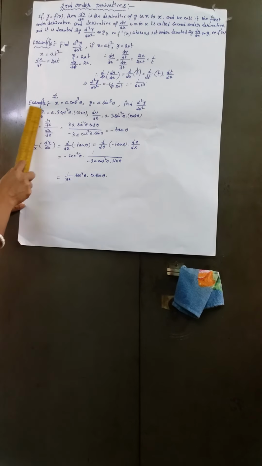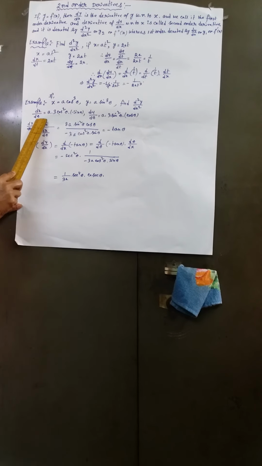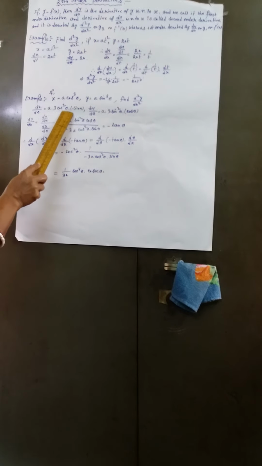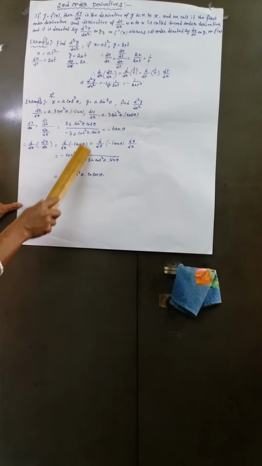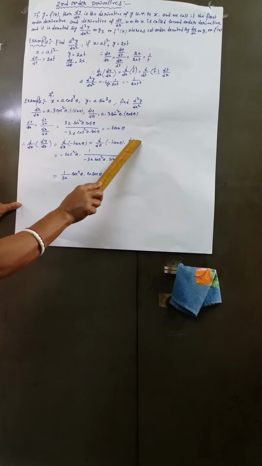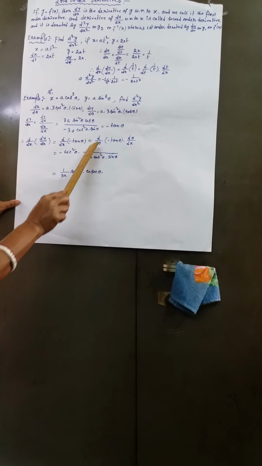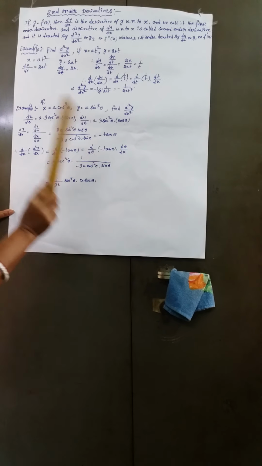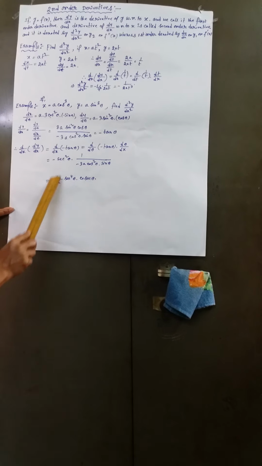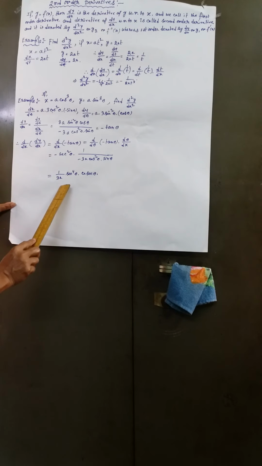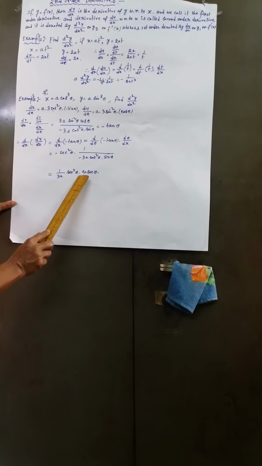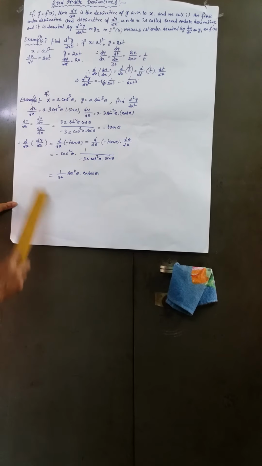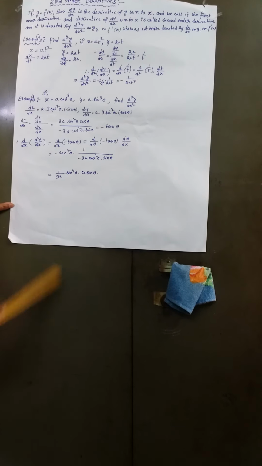We have to put this because we know that dx/d theta equal to thrice a cos square theta into minus sin theta. So we have to put in place of d theta/dx, 1 by minus thrice a cos square theta sin theta, and after calculating we get the result 1 by thrice a sec to the power 4 theta into cosec theta. This is the second order derivative.